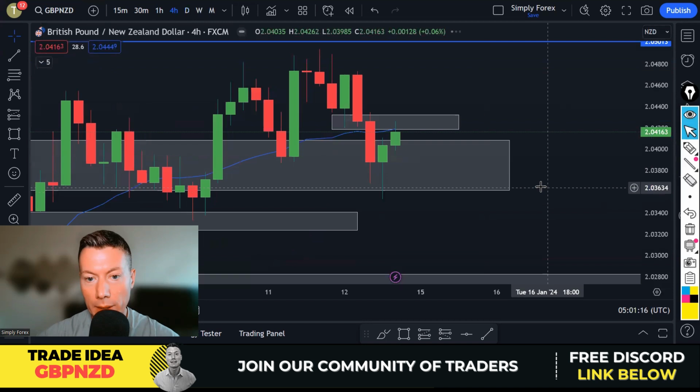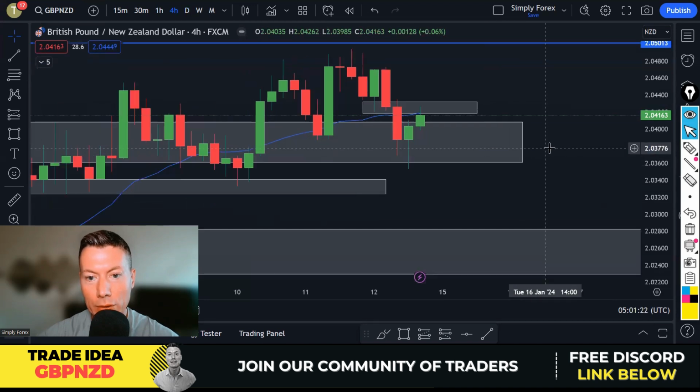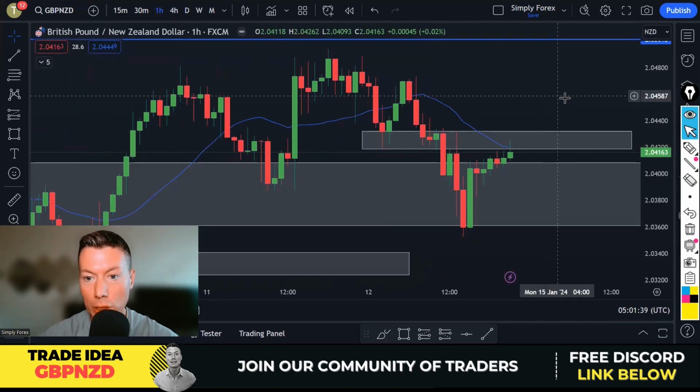If we go down to the H4, you can see that we didn't quite get a H4 structure break. This low literally just held on because of that wick, closed back in, and we got a nice bullish H4 reaction. But I still need certain things to happen, and those certain things are on the H1.